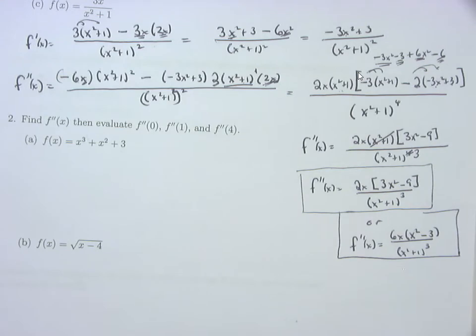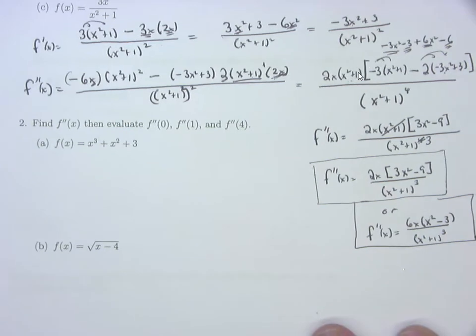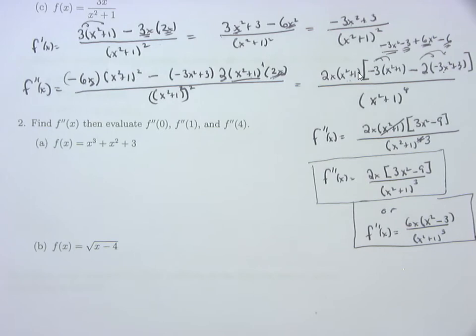So you notice that it doesn't take much to make one of these problems with the second derivative get a little more complicated. A classic quotient rule will do it for you. Okay? Look at question number 2 here. It says this. Find f double prime of x and evaluate f double prime of 0, f double prime of 1, f double prime of 4. Remember, even with this second derivative stuff, this is still functional notation.